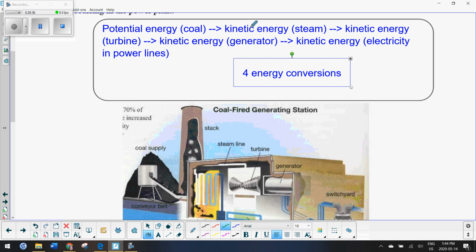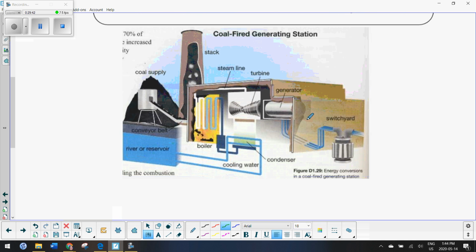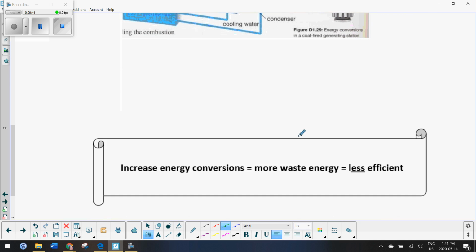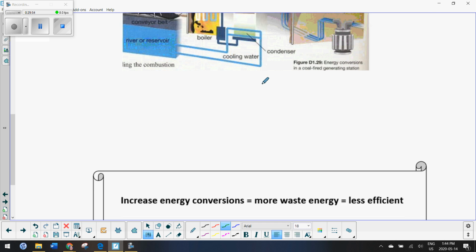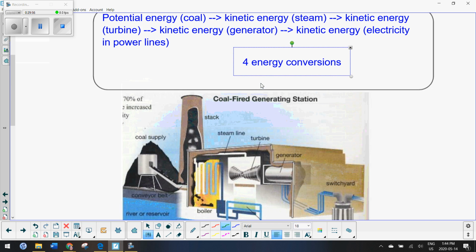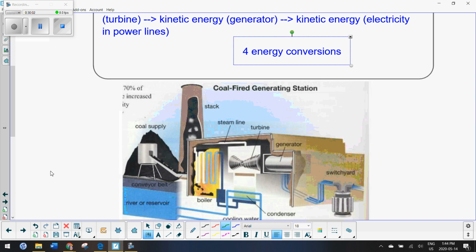So each time you have an energy conversion, so in this one you have 4, you would lose some energy. So what that means is the more energy conversions you have in any sort of device, the less efficient that device is. So if I had a different power plant that only had 2 energy conversions, that would be more efficient than 4 energy conversions.